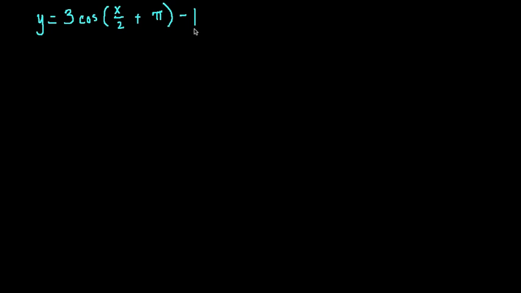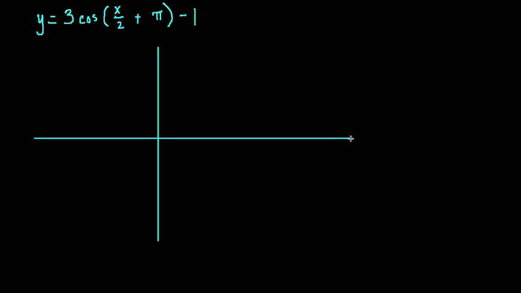Alright, y equals 3 cosine of x over 2 plus pi, minus 1. Let's go ahead and dive right in here with this example. Let's get our wonderful graph drawn. As we know, the first thing I like to do is to get that parent function drawn, right? So I'm going to draw our steps over here.